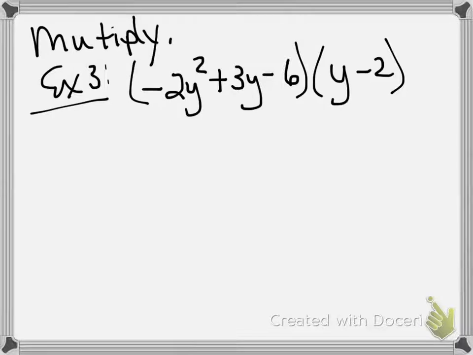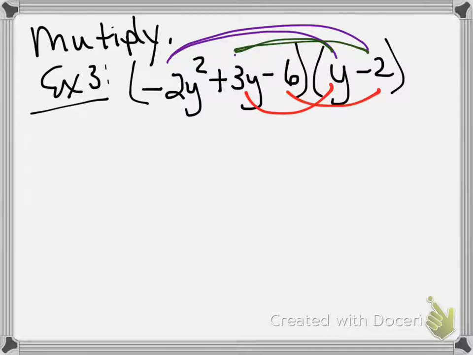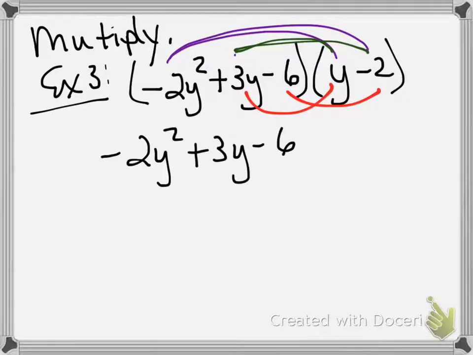Now when we multiply, we can think of this as a distribution, where you're going to be distributing and distributing and distributing. But I'm going to show you how to do it in a different method so that it's a little bit easier to organize. So I'm going to write this in what is known as the vertical method. So I have negative 2y squared plus 3y minus 6. And it's going to be times y minus 2.